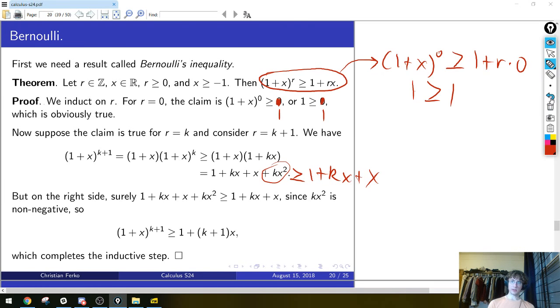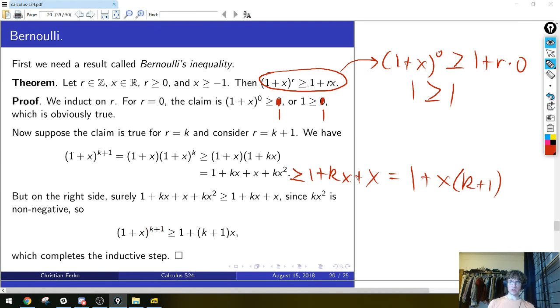Then you simply notice on the right side one can factor. This is 1 plus x times, when I factor out, k plus 1. So when I do that, this inequality becomes (1 plus x) to the k plus 1 is greater than or equal to 1 plus (k plus 1) times x. And now if you look back at the thing we're trying to prove, we have just proved exactly the claim in the case r equals k plus 1. So if you take this r and replace it by k plus 1, you get this. If you take this r and replace it by k plus 1, you get that.